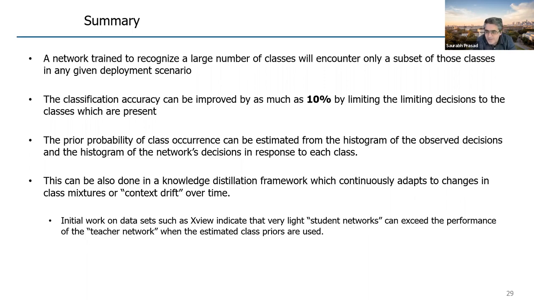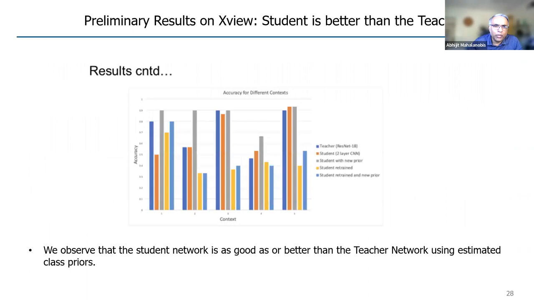So the work with the overhead imagery, I might have missed it, but you had context there as well, right? Yes. So the idea was that, for instance here, this is the adaptation of the student network. And then we're doing the naive estimation of the context on top of that and imposing that on top of the student network's performance. So it's the estimate of the prior probabilities based on just the decision histogram coming from the student network. Okay. All right.